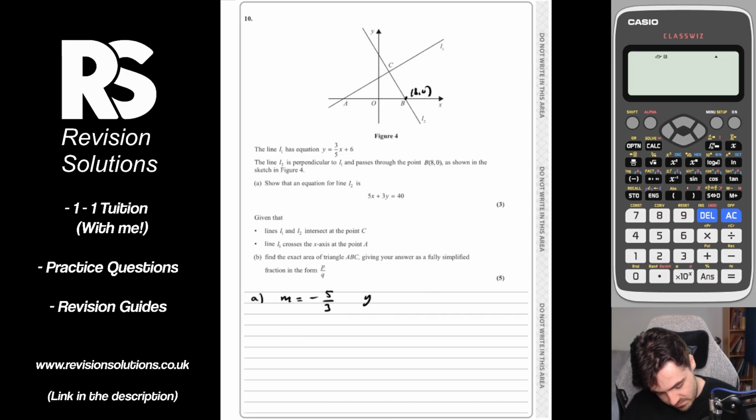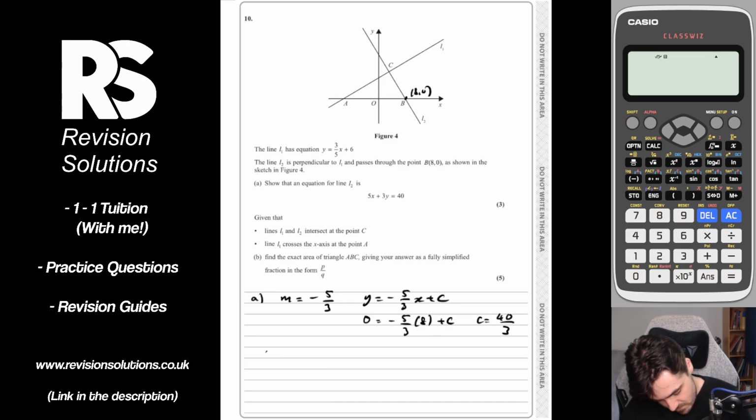So our equation is going to be y equals minus 5/3 x plus c. And then to find the plus c, we can always just plug a point in. So plug in (8, 0), we'd have 0 equals minus 5/3 times 8 plus c. If we solve that, 5 times 8 is 40. Then bring it over, the c would be 40 on 3.